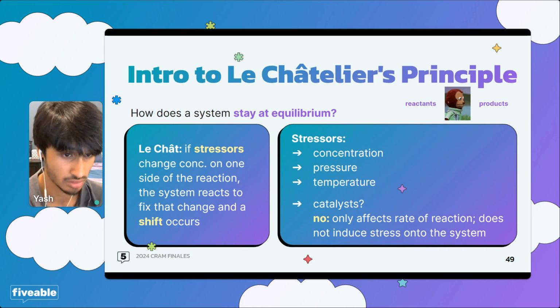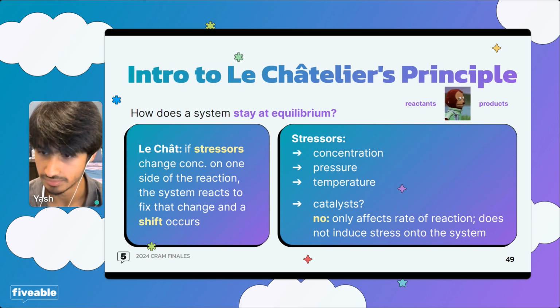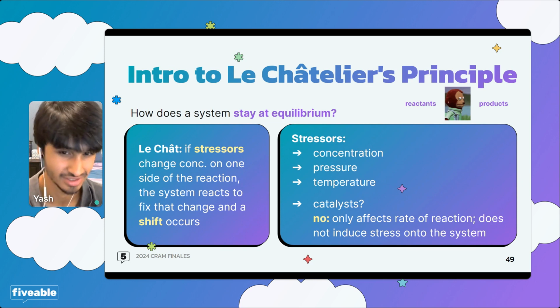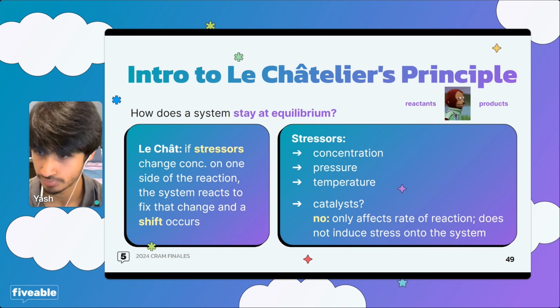You might see a pretty common question like, how do we increase the yield of this reaction? How do we make more products? You will not get this wrong if you're listening. Catalysts will not increase the yield. They will not increase the products. They will only make the reaction occur faster.